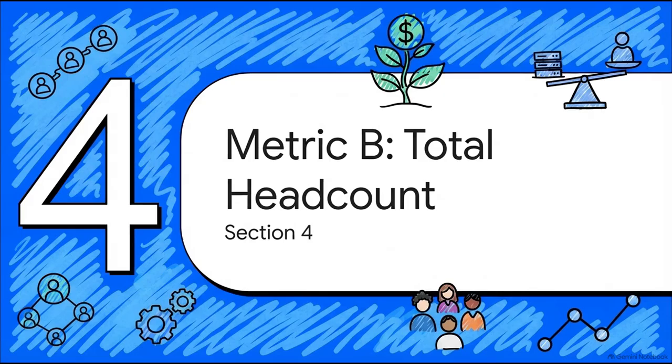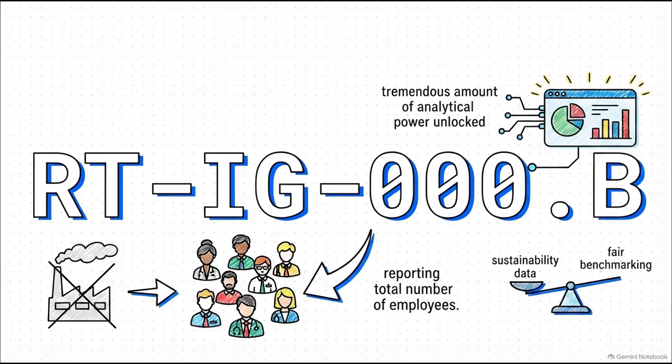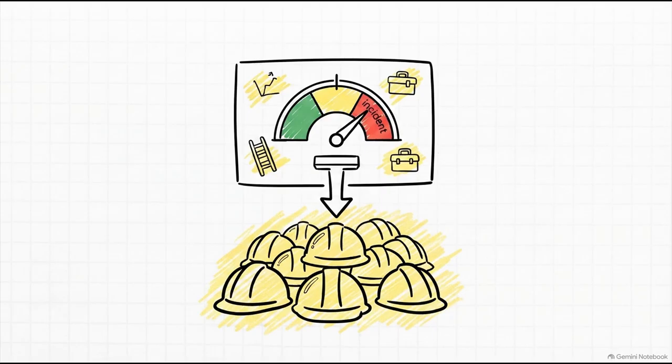Next up, section 4, metric B. Total headcounts. This brings us to our second activity metric, RT-IG-000.B. This one requires reporting the total number of employees. Much like units produced, it's just a simple quantitative number on the surface, but it unlocks a tremendous amount of analytical power. The key takeaway here is that capturing this total workforce headcount gives us the crucial denominator we need to understand any metric tied directly to human capital.